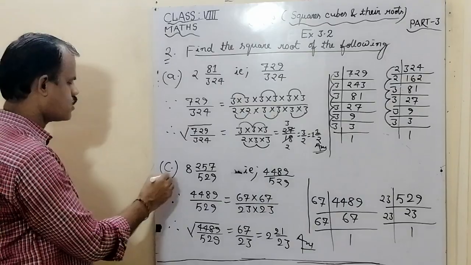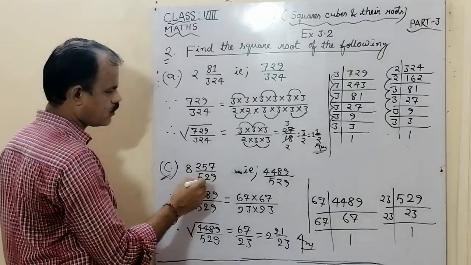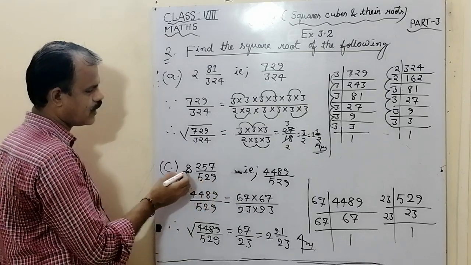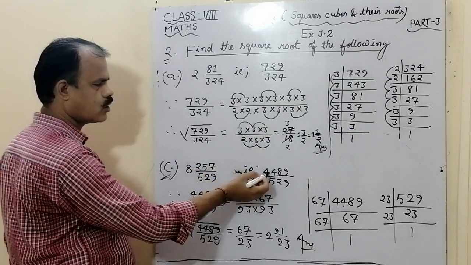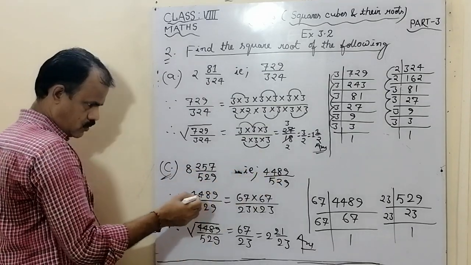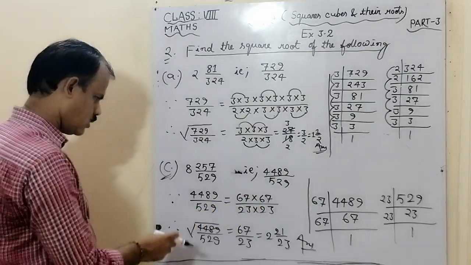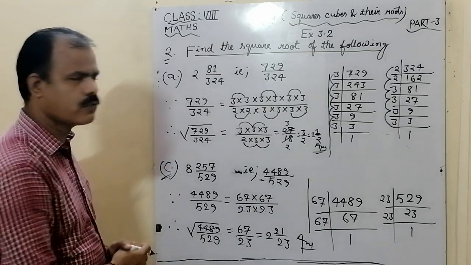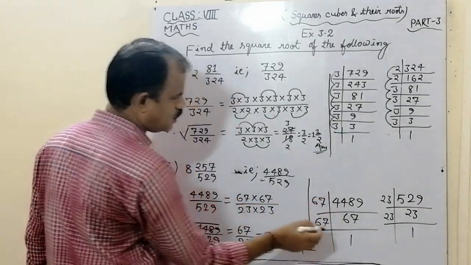See one more question, C part: 8 whole 257 upon 529. When we multiply 529 into 8 plus 257, it becomes 4489, and the denominator is 529. So this is a fractional number. To find the square root, first we have to find their prime factorization. So look here.